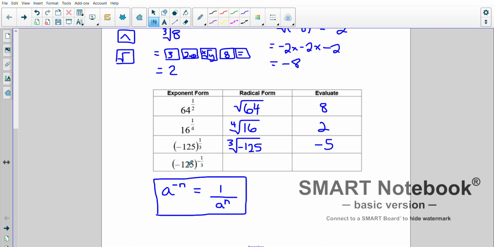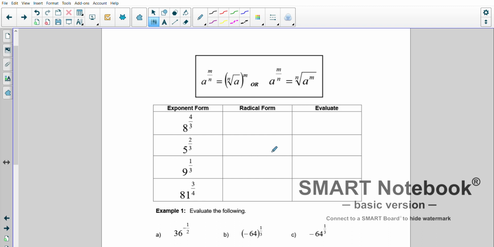So what is this saying then? If I have base negative 125 to the power of negative 1/3, this is equivalent to 1 over, notice how I'm not changing the base, it's negative 125. What does change is the negative exponent becomes positive. So it's now 1 over negative 125 to the power of positive 1 over 3. If I do the cubed root now, that's the radical form, I'm going to get 1 over negative 5, or negative 1/5. So we'll see some more examples with negative exponents on the next couple pages, I believe.